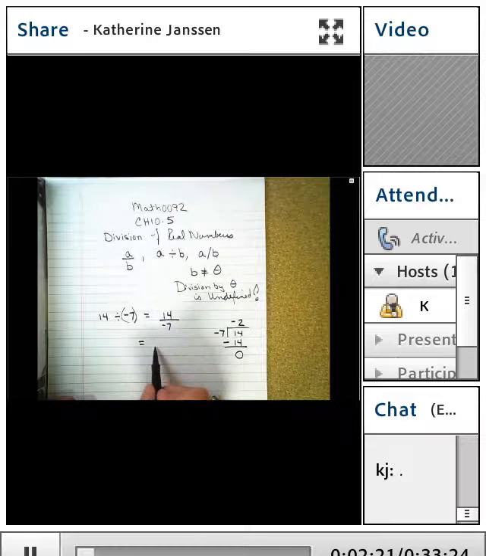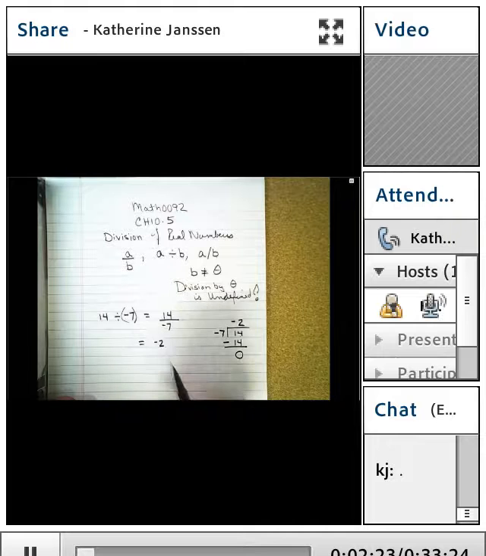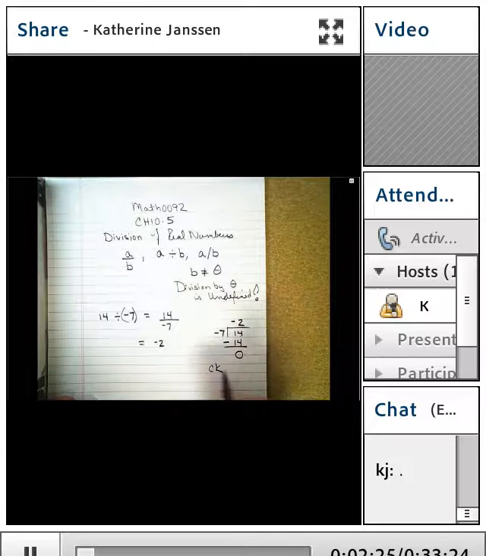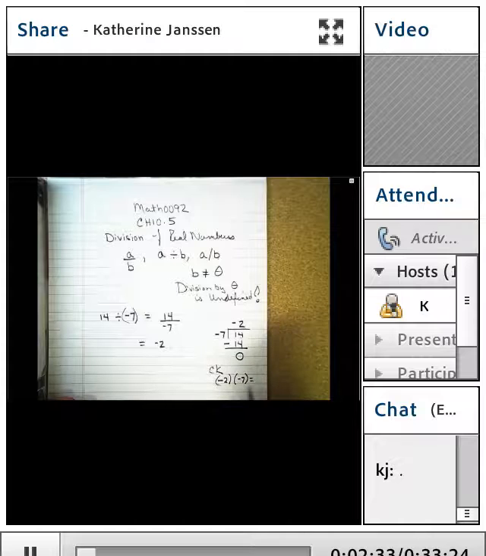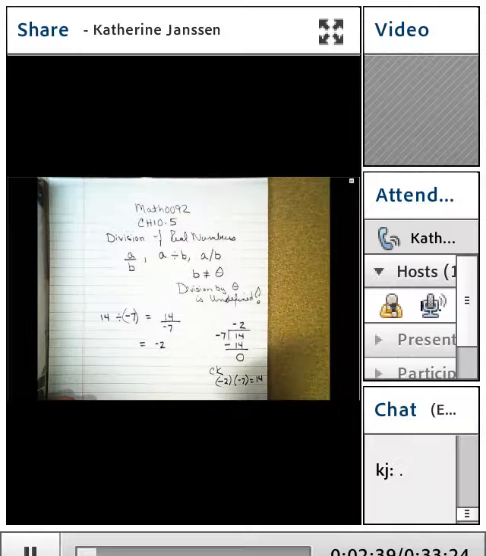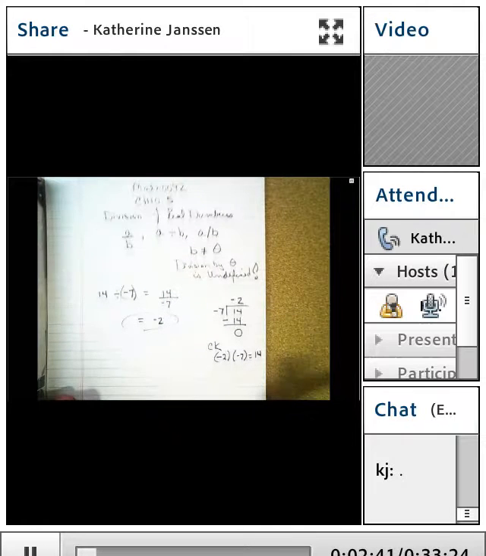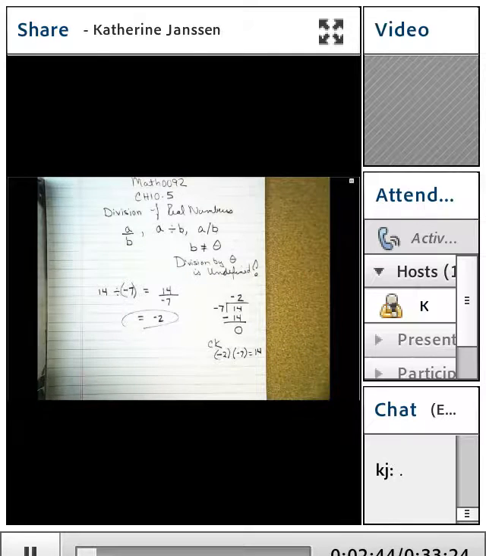Now we should check. We have the quotient, -2, times the divisor, -7. If the signs are the same, it's going to be positive, and 2 times 7 is 14. So sure enough, that does check. So a little care with sign control when we're working with real numbers and signed numbers.